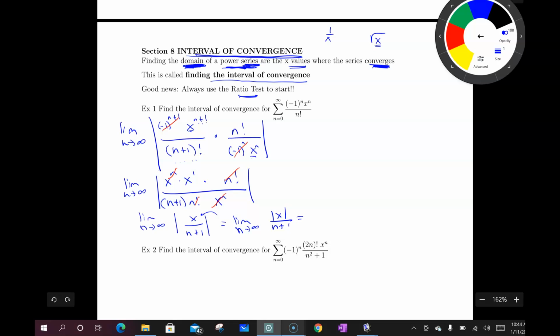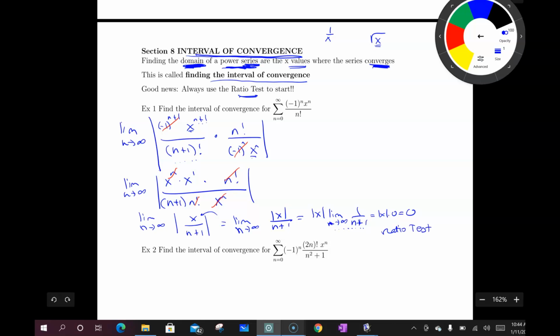And so what I'm going to do is I'm actually going to pull this absolute value of x outside of the limit, because this is a limit as n goes to infinity. It has nothing to do with this limit. So I'm going to go figure out what this is. So this limit here, 1 over infinity, that gives me 0. So I get absolute value of x times 0. That's 0. Okay. What test was I doing again? Oh yeah, I was doing the ratio test.